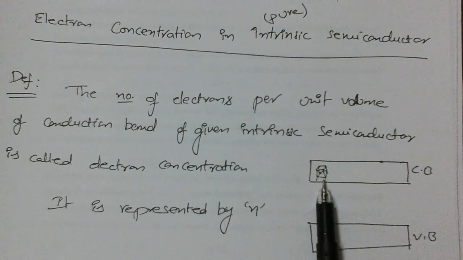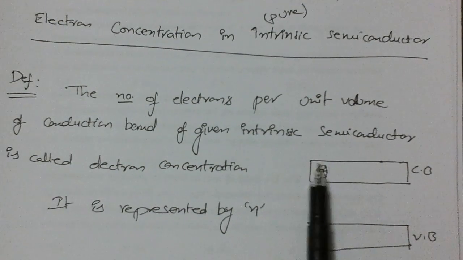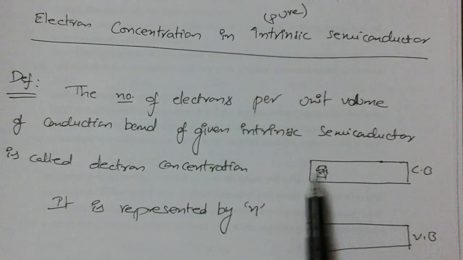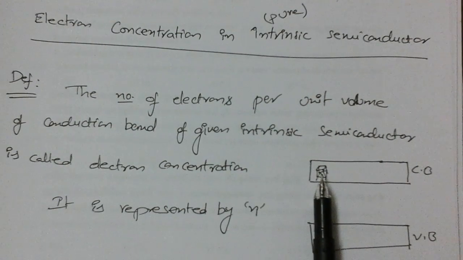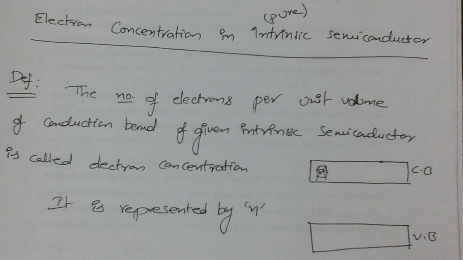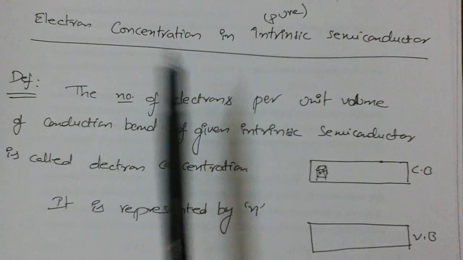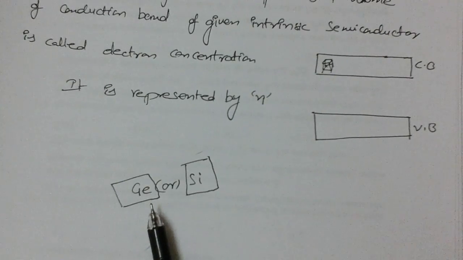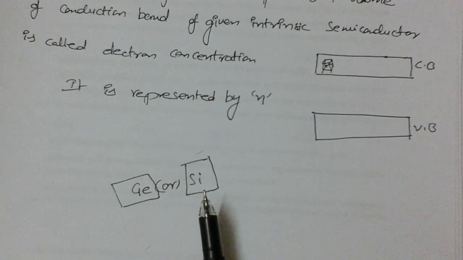In this conduction band, we have taken a conduction band of the given material. In this conduction band, it is a unit volume. In this volume, how many electrons are there? That is called electron concentration. Now I am explaining once again the electron concentration in a given semiconductor.